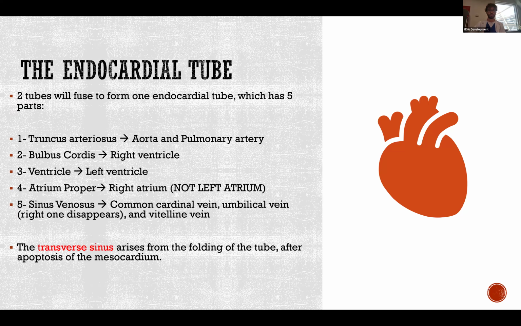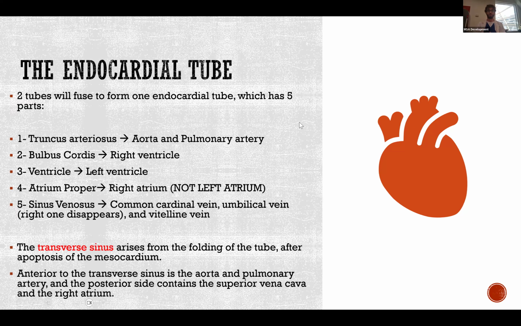Something I also want you to know is the boundaries of the transverse sinus. Well, there aren't a lot. It's just anterior or posterior. Anterior to the transverse sinus, A for anterior, A for arteries. For anterior to the transverse sinus, we will have the arteries, which are the aorta and the pulmonary artery. Posterior to the transverse sinus, P doesn't stand for arteries, so we're going to have everything else, which are the right atrium and the superior vena cava.